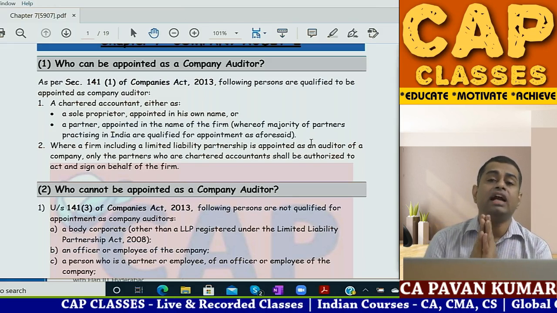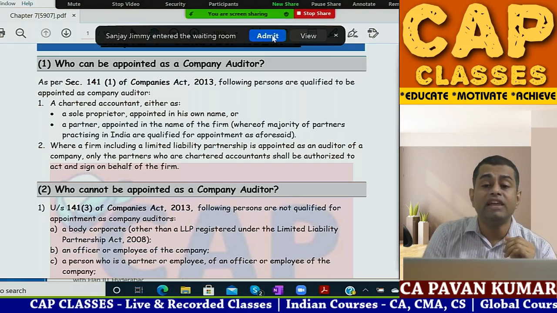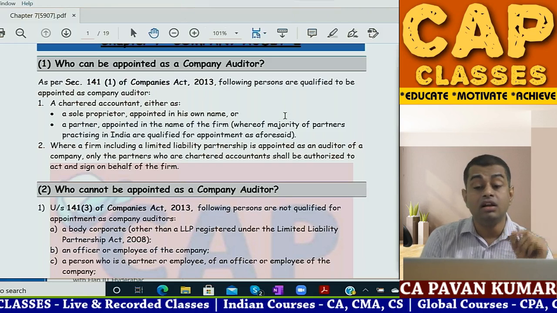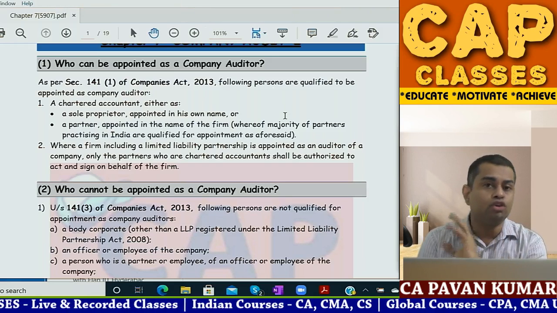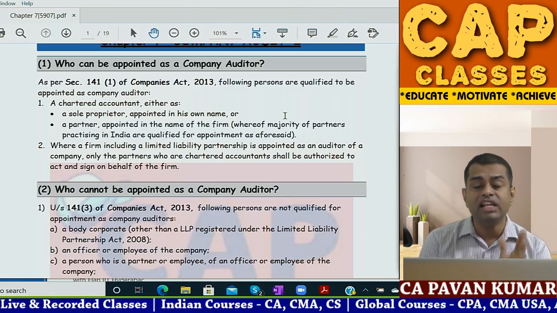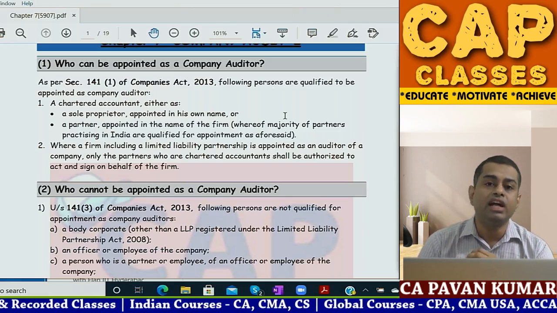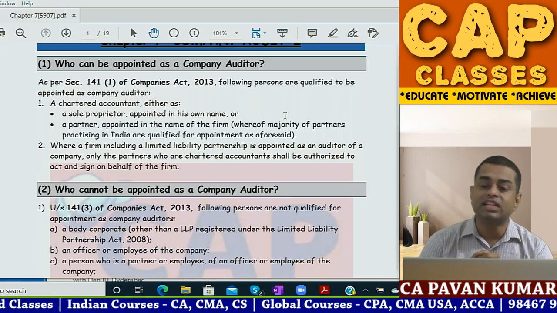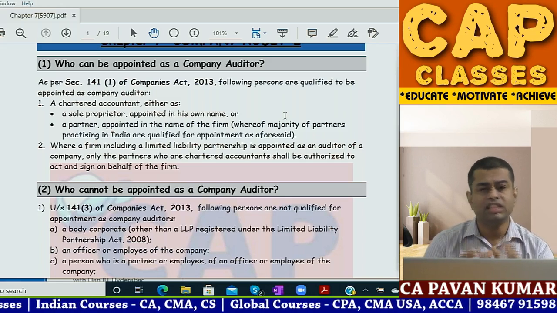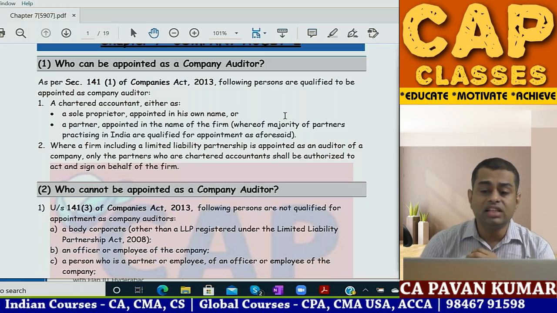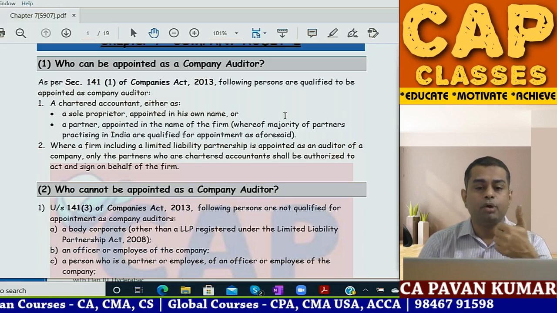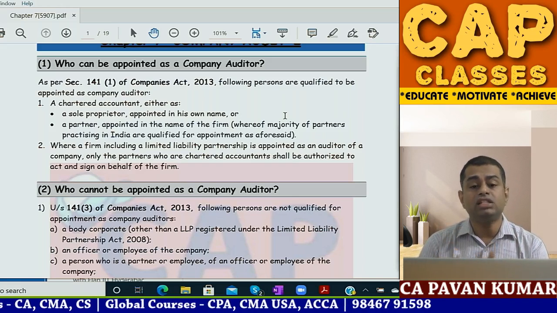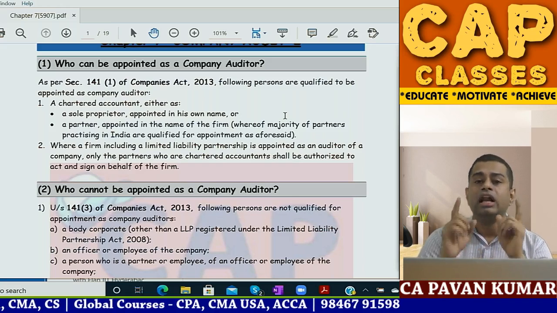For example, an LLP incorporated in, say, Singapore, or one LLP incorporated in Malaysia, you cannot appoint that. Under the Indian LLP Act 2008, if an LLP is incorporated in India, it can be appointed as company auditor. So this can be asked in MCQ, you understand? Or this can be asked in a case study. So just read 141(1): sole proprietor appointed in his own name, partner if there is a firm of chartered accountants, and LLP. Remember two things.